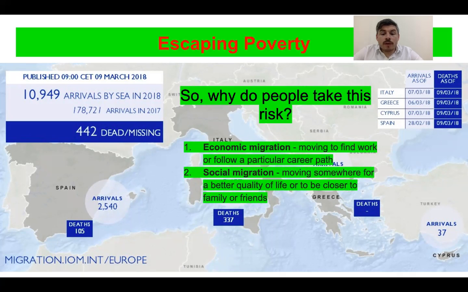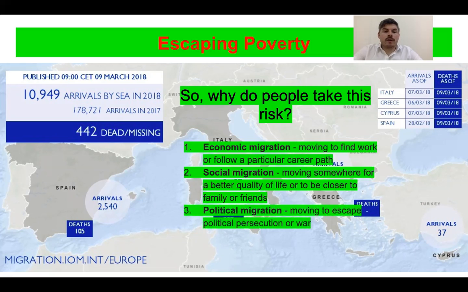Second one, social migration. This is moving somewhere for a better quality of life. So in this case, you want to move somewhere where there are maybe more schools, more hospitals, better services. So that will be a reason.